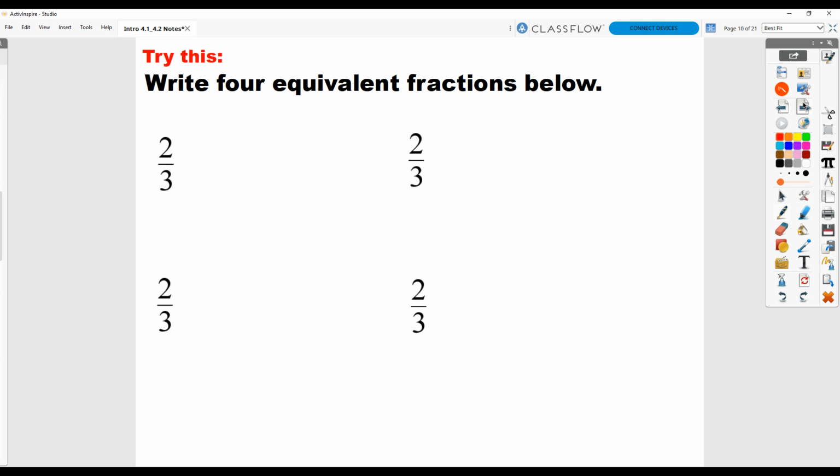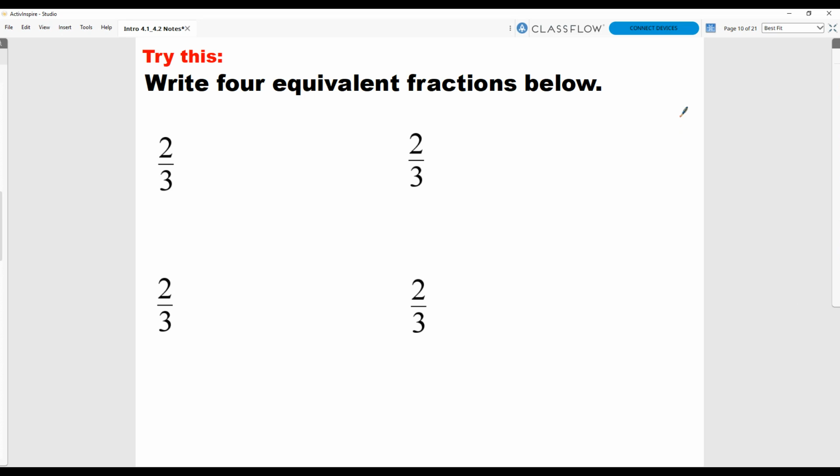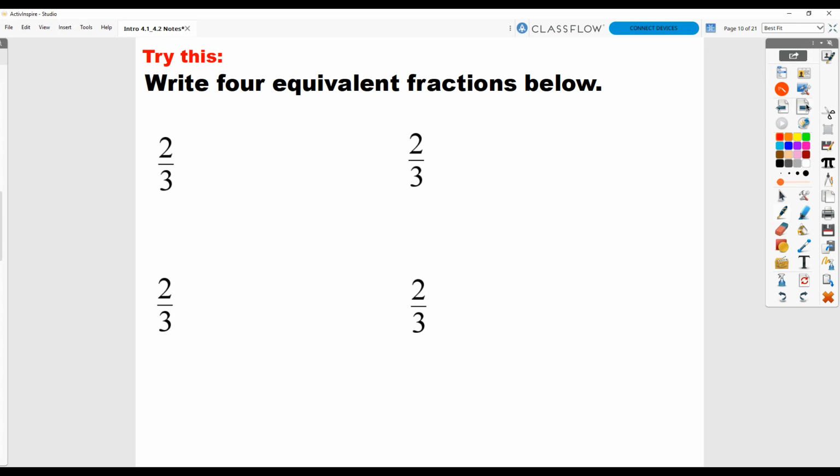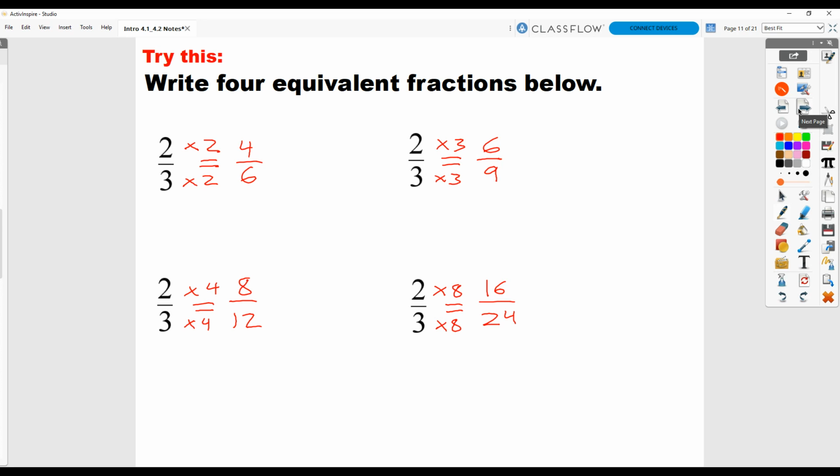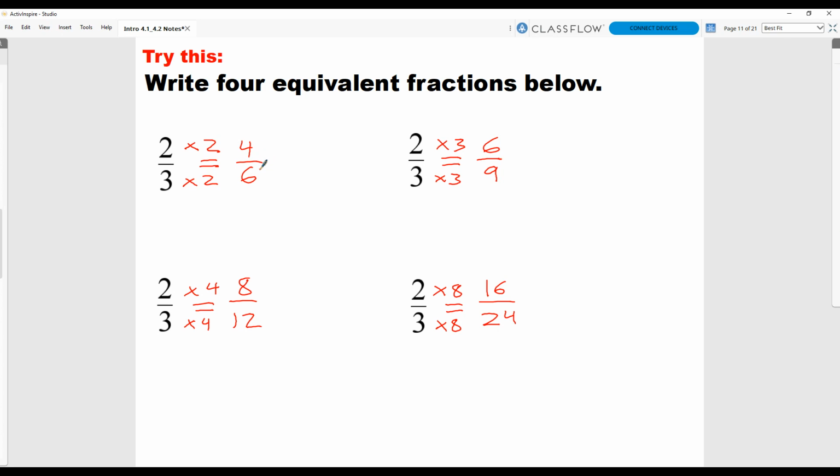Okay, let's see what you guys came up with. Now, you might not have the same answers as me because maybe you chose some different numbers to multiply by. That's fine. Here's what I did. I started with multiplying both of them by 2, so I got 4/6. The next one I multiplied both by 3, and I got 6/9. This one down here I multiplied both by 4, so I got 8/12. And for this last one, I just went with 8s. I just picked something random there. So I went with 8 and I got 16/24. So there are my equivalent fractions.